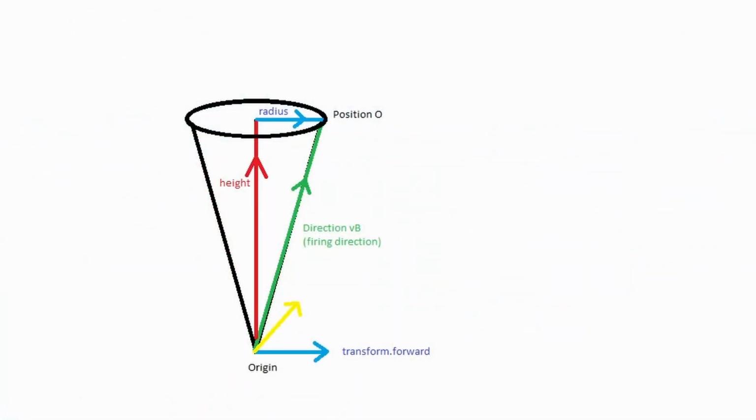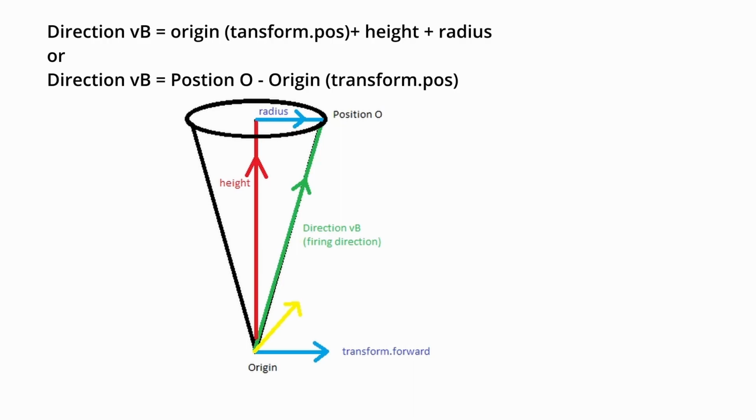I'll start with the micro missiles. For clarification, I'm going to use my testing script to show you as the tester has visualization tools. At first, I want to plot a 3D circle and use a parametric equation to find the coordinates of position O. But that's really out of my skill level. At the end of the day, to get the direction of fire, which is direction VB, I need to get position O minus the origin, or add the height and radius relative to the origin.